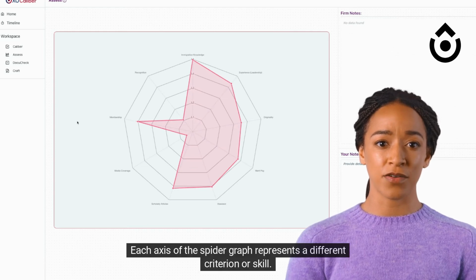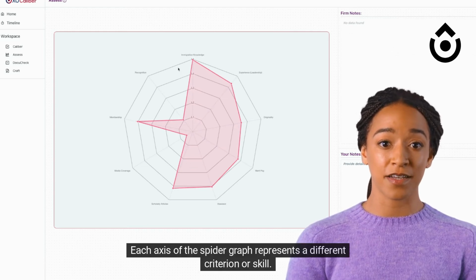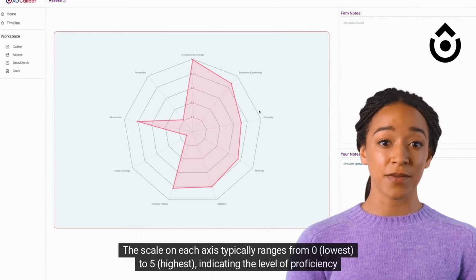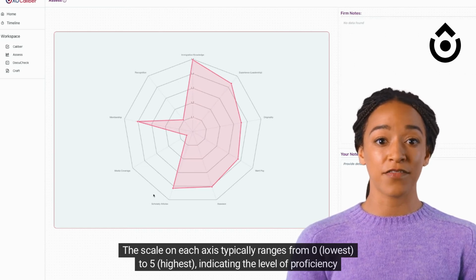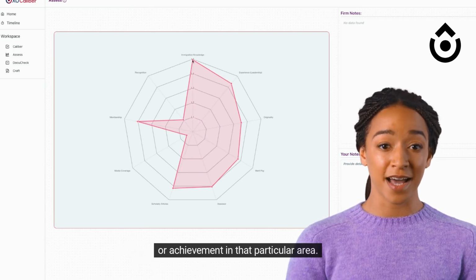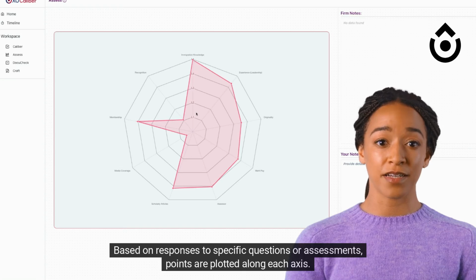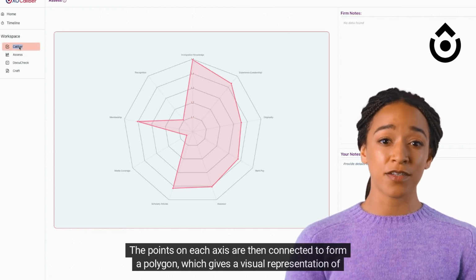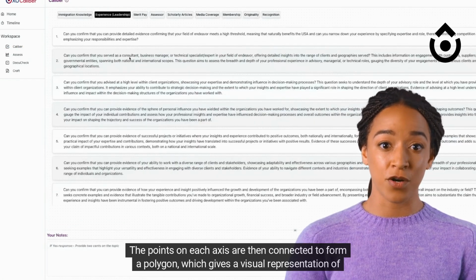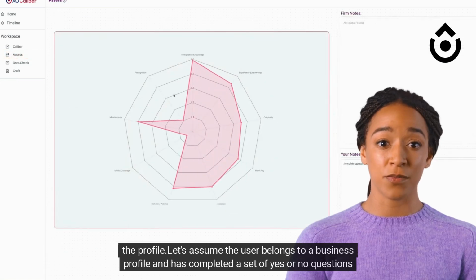Each axis of the spider graph represents a different criterion or skill. The scale on each axis typically ranges from 0, lowest, to 5, highest, indicating the level of proficiency or achievement in that particular area. Based on responses to specific questions or assessments, points are plotted along each axis. The points on each axis are then connected to form a polygon, which gives a visual representation of the profile.